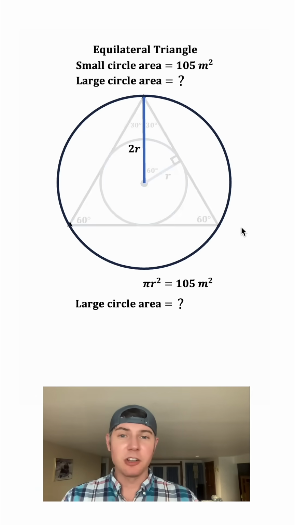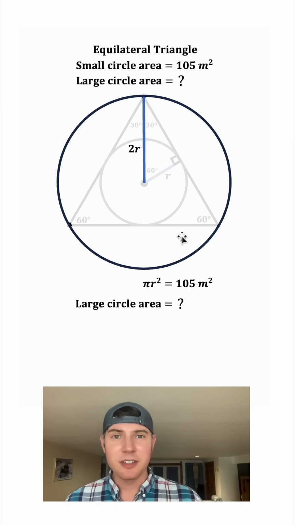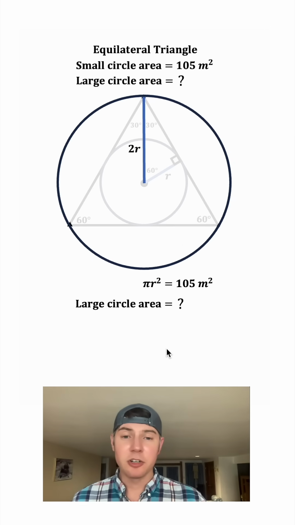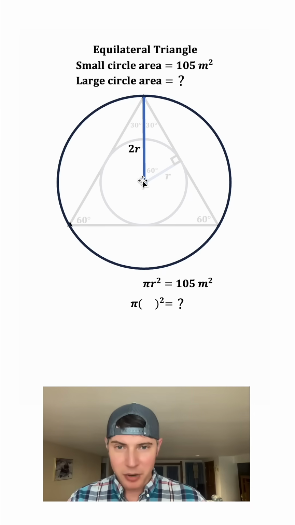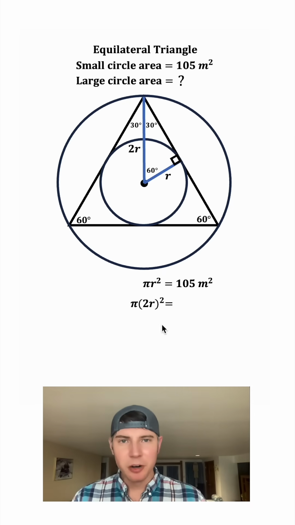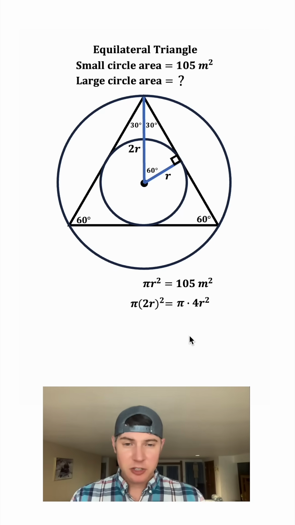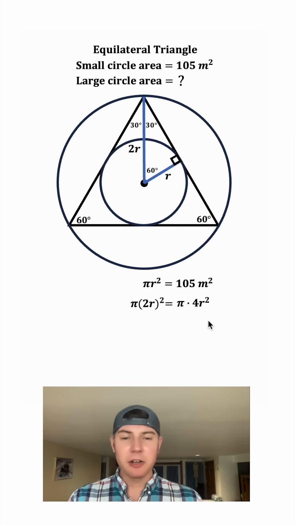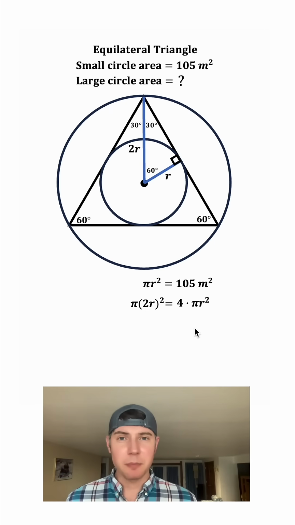So now we can focus on the larger circle, so let's gray out all of this stuff. The area of the large circle is also going to be pi times the radius squared, but the radius for this one is 2r. Let's get rid of the question mark. We can bring over the pi. This 2 is going to get squared to give us 4, and r is going to be squared to give us r squared. So now we have pi times 4r squared. We can swap it to be 4 times pi r squared.